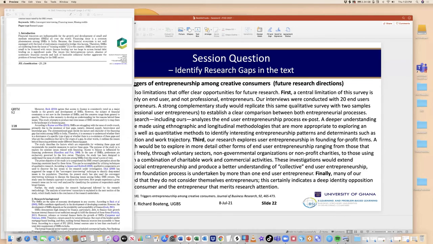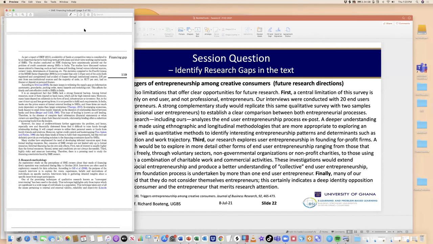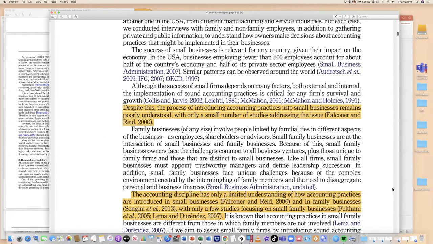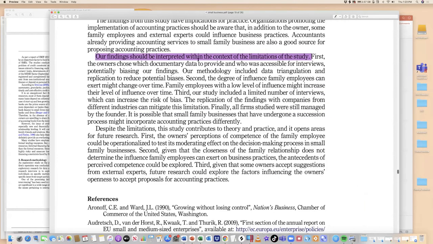For example, this SME study that we're looking at in terms of the small businesses, accounting. If you go to the end of their work, they also have certain future research directions. Sometimes some people don't have it. But look at this. Okay, so our findings should be interpreted within the context of the limitations. So he talks about the limitations, but then he says that despite the limitations, this study contributes to theory and practice as it opens areas for future research.